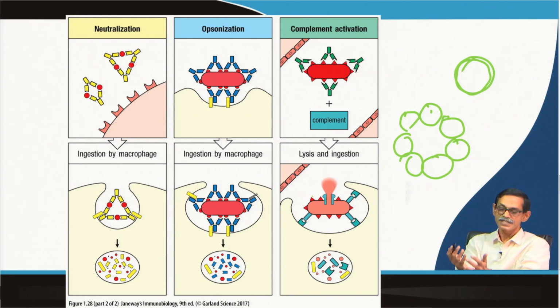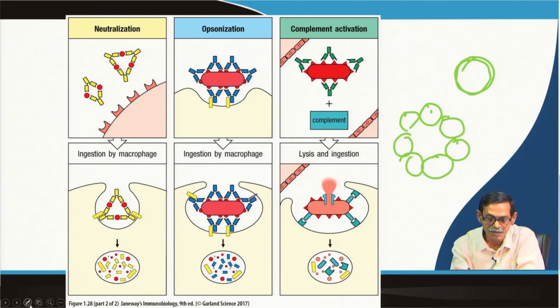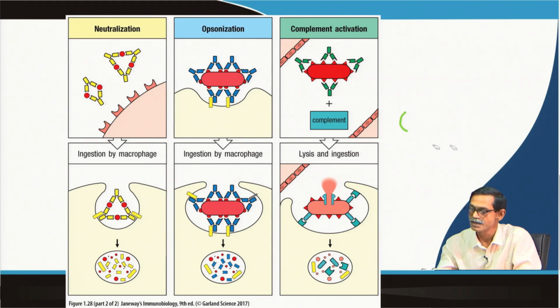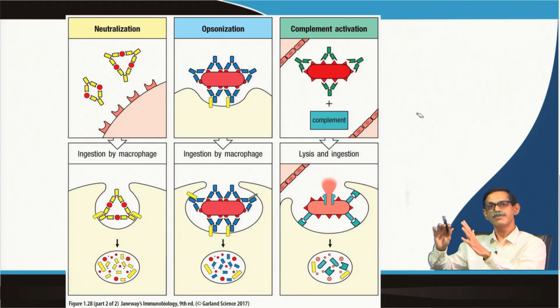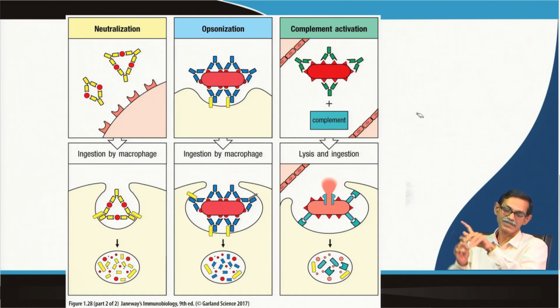So, these 3 possible ways are there by which antibody can take care of microbial infection, either the toxin or the whole microbe. This is called effector function. Is that clear?